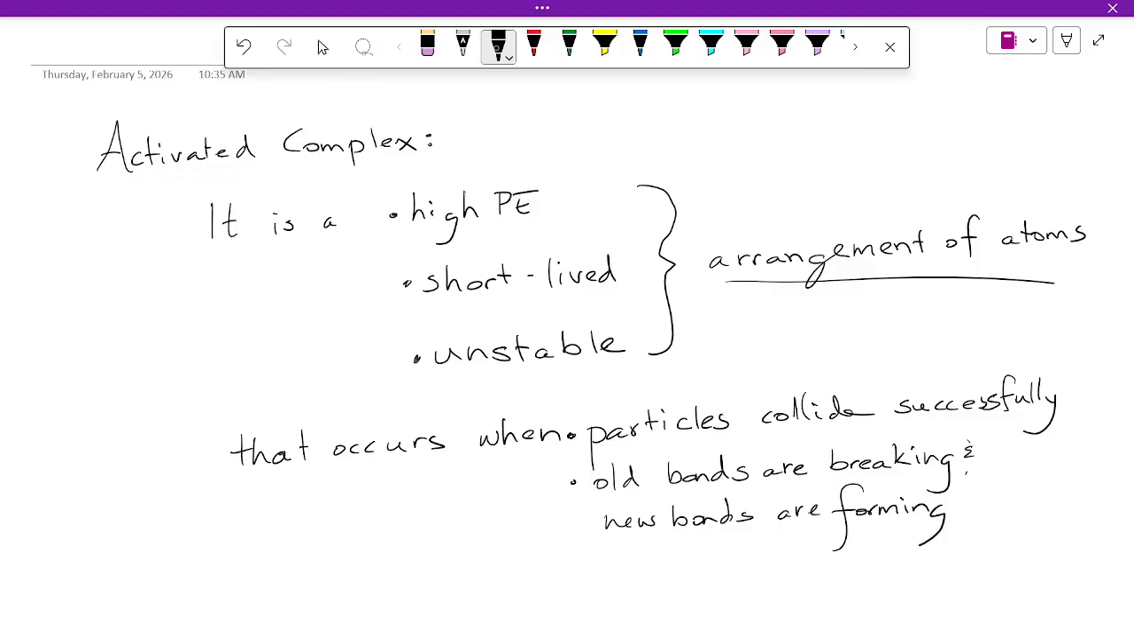Sometimes if you've got a definition that has little parts to it, it's nice to organize it, because then you can visualize your answer better than if it's all in one sentence. I have to say three things about my arrangement of atoms: high potential energy, short-lived, unstable. What is it? It's an arrangement of atoms. When does it happen? It happens when particles collide successfully, and when old bonds are breaking and new bonds are forming. So sometimes that can be helpful in remembering all the aspects of a definition.